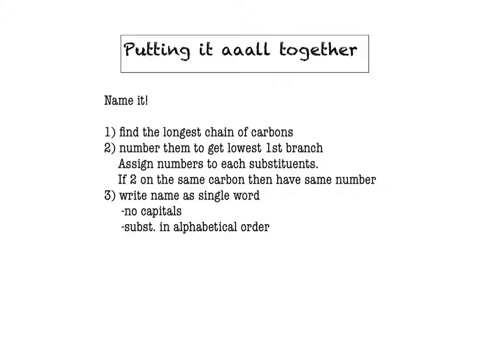For the second part, you have to number them to get the lowest first branch. So you assign numbers to each substituent or the alkyl groups attached, such as methyl or propyl. If 2 are on the same carbon, then they have the exact same number. Finally, we're going to write the entire name as a single word. There are no capitals. The substituents are in alphabetical order, such as ethyl would be before methyl in the name. Now we're going to do some examples.